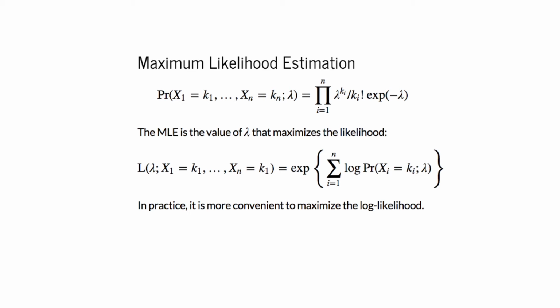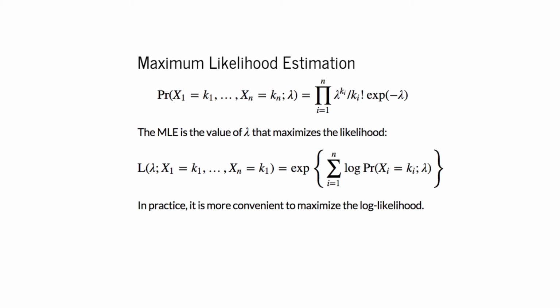And what we're going to try to do now is find the lambda that maximizes this likelihood. What is a lambda that makes the likelihood of the data we saw the highest? This is intuitive that we would want to use this lambda. It's the lambda that we could say is the lambda that best fits our data.